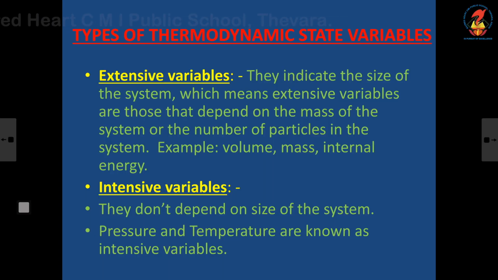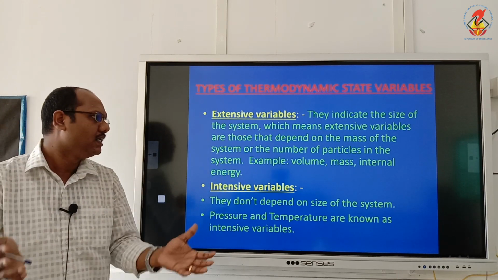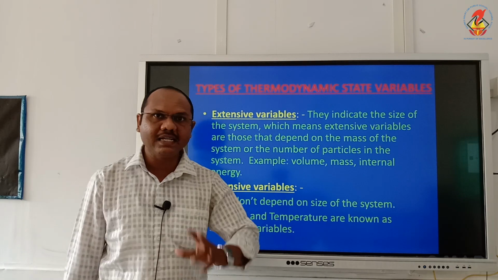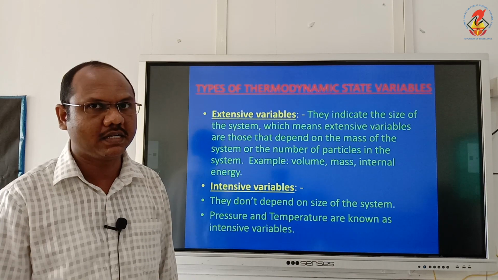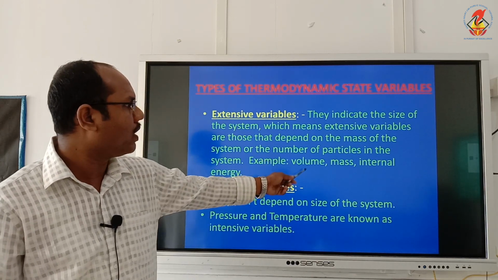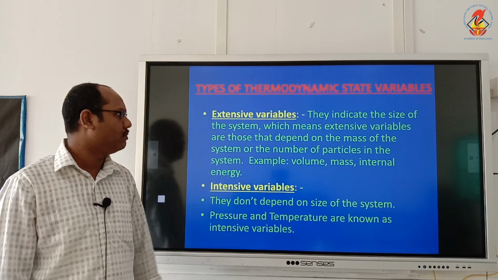Now, thermodynamic state variables are of 2 types, extensive variable and intensive variable. Extensive variables are those that depend on the mass of the system or the number of particles of the system. That means it actually depends on the size of the system. Extensive. That is why I said mass and number of particles. Examples: volume, mass, internal energy. They come under extensive variables.